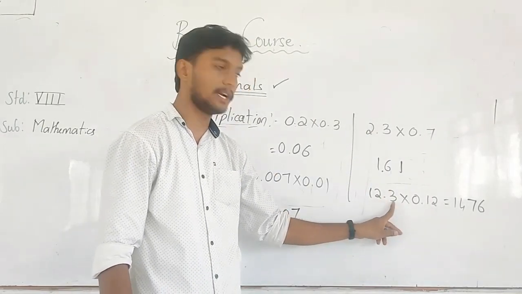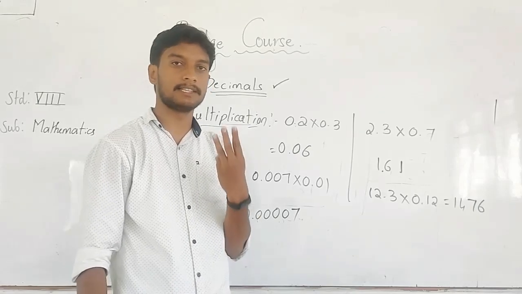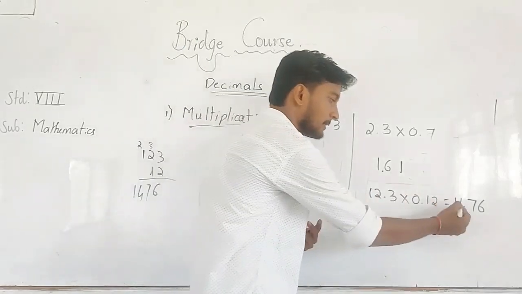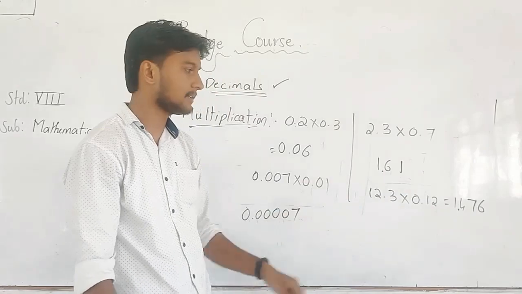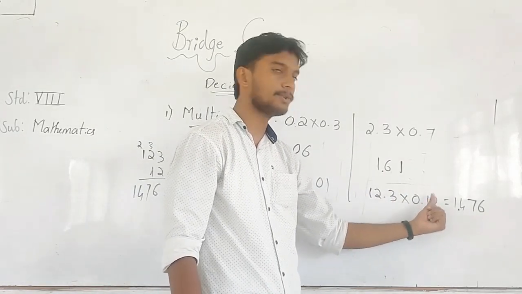After the decimal point one number is there, after the decimal point two numbers are there. It means after the decimal point you need 3 numbers. So put a point by taking 3 numbers from the back side. So 1.476 is the answer for 12.3 into 0.12.